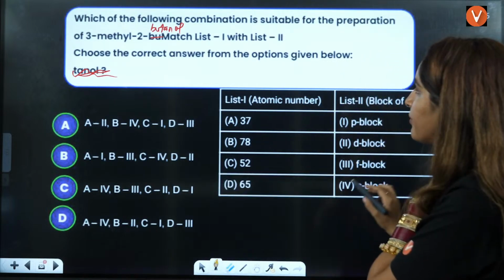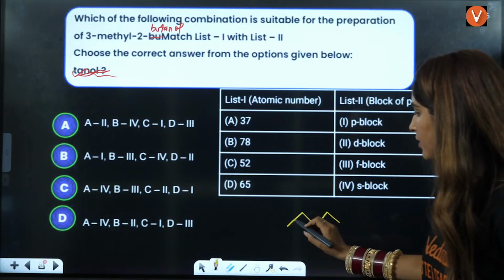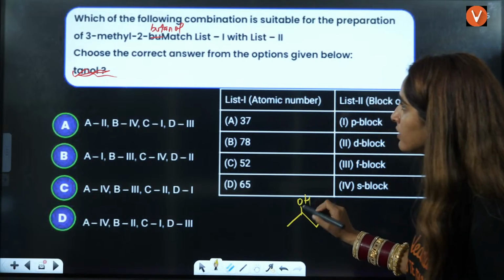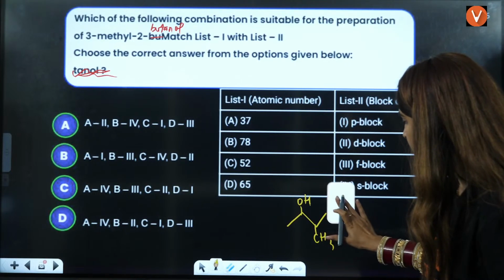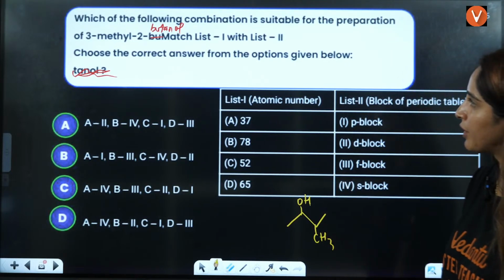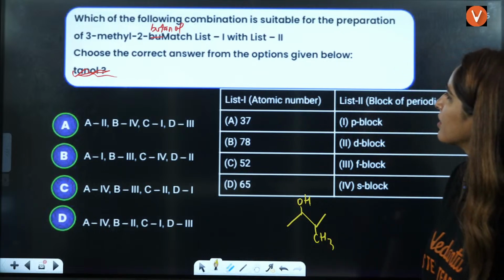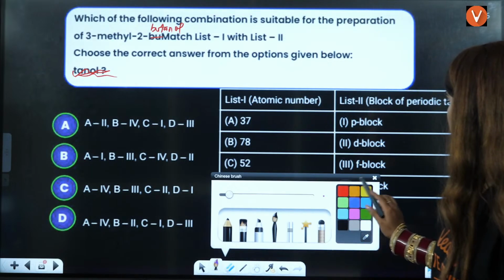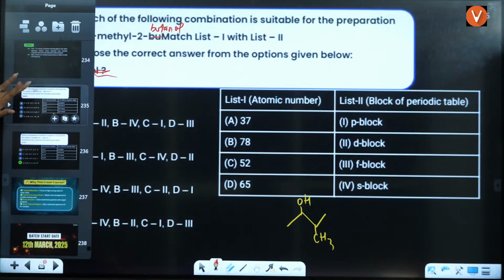What is 3-methyl-2-butanol? Butanol means 1, 2, 3, 4. On the second position, you have ol. Then on the third position, you have the methyl. 1, 2, 3, 4. Okay. So this is 3-methyl-2-butanol. You have to choose the correct option here. Wait a minute. I think two questions are mixed here. Two questions are mixed here.